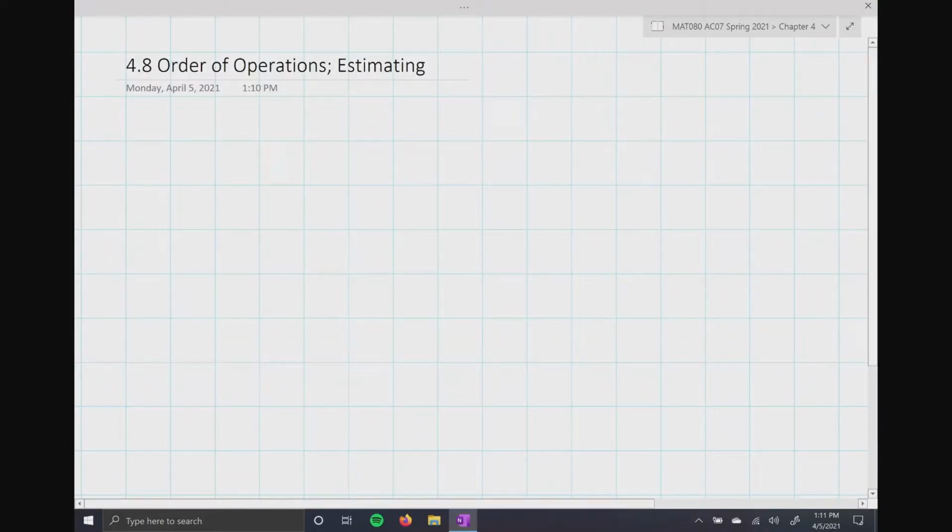Can anybody explain it? You've got to explain it to me as if I've never seen it before. So PEMDAS means absolutely nothing to me right now. I don't know what it means. PEMDAS is parentheses, exponents, multiplication, division, I think left to right, and subtraction left to right.